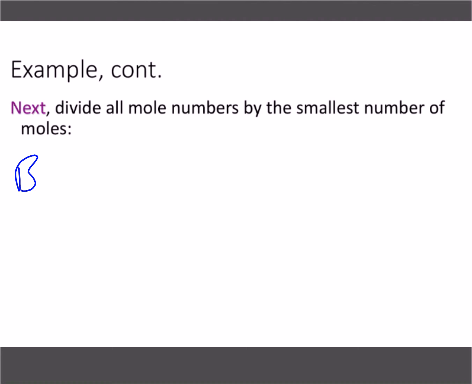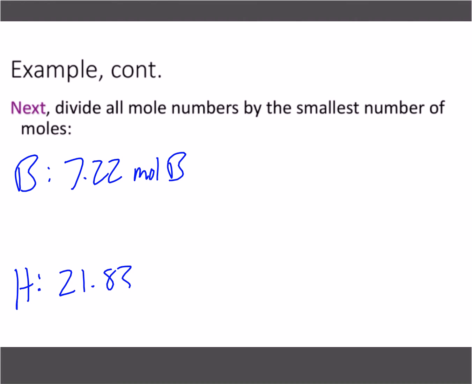So I'm going to rewrite my results here so I have space on this slide. I had 7.22 moles of boron and 21.83 moles of hydrogen. Now I'm going to look at all of them. If we have 2 elements, or 15 elements in the compound, we're looking for which one is the smallest number of moles. What's my smallest number here? 7.22, which is boron.